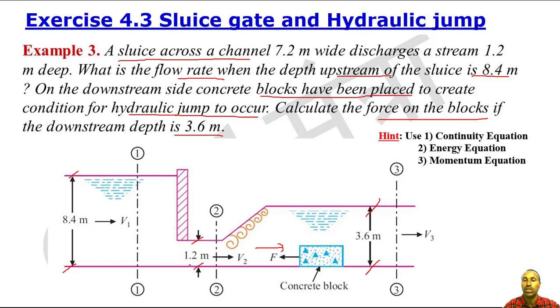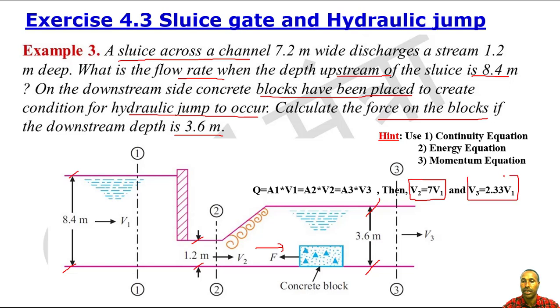These are the continuity equation, energy equation, and momentum equation. So from the continuity equation, you have section 1, section 2, and section 3. So you develop an equation like this: A1 V1 is equal to A2 V2 is equal to A3 V3. Then V2 you can find in terms of V1, and V3 again you can find like this.